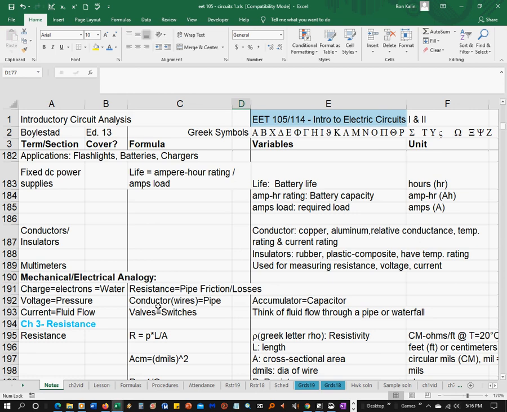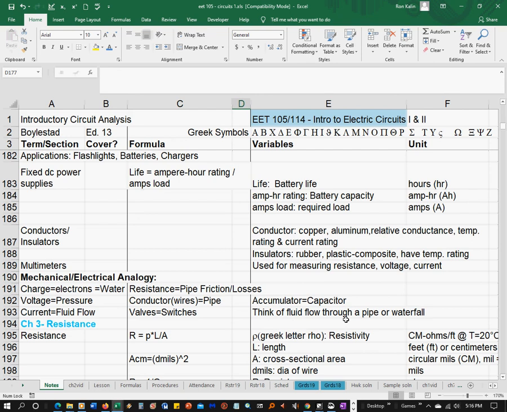The conductor wires would be like the pipe. Valves would be like the switches involved in the circuit. And an example of a capacitor, which we're going to get into later, would be an accumulator in a mechanical system.